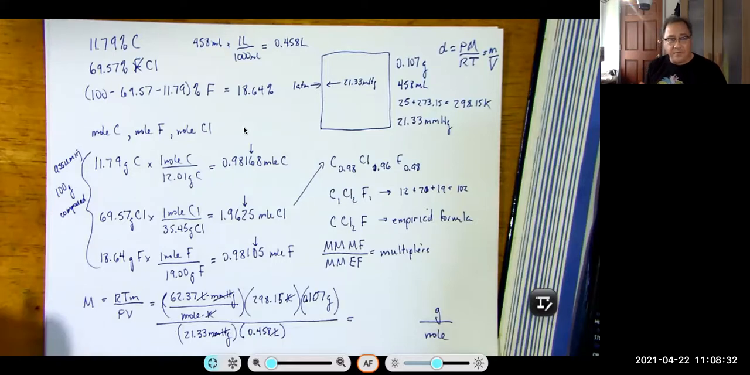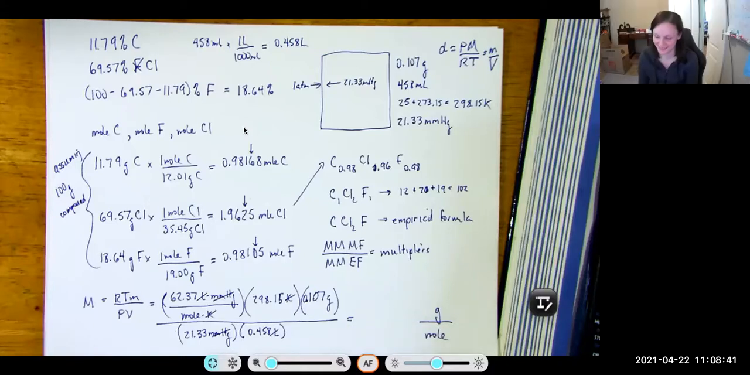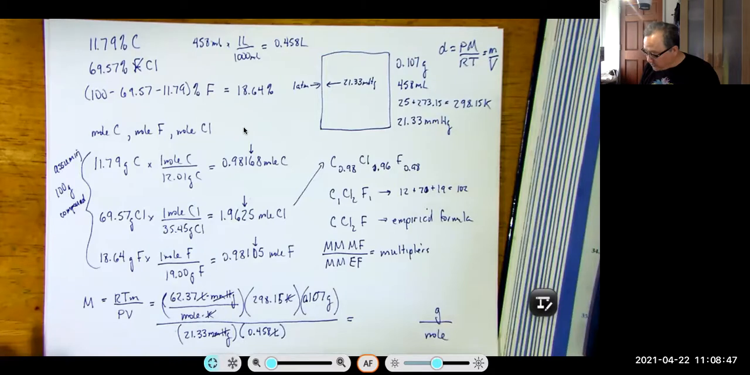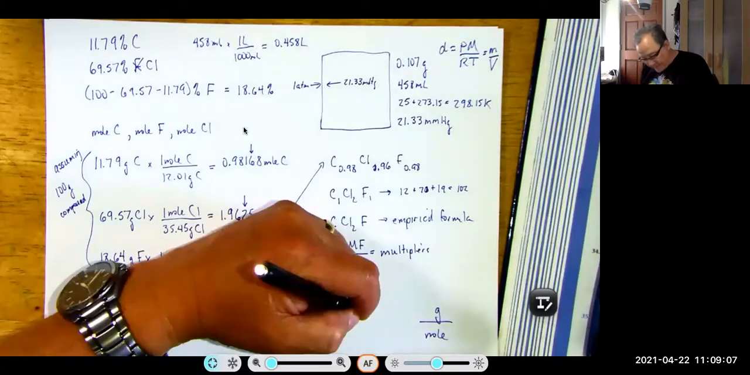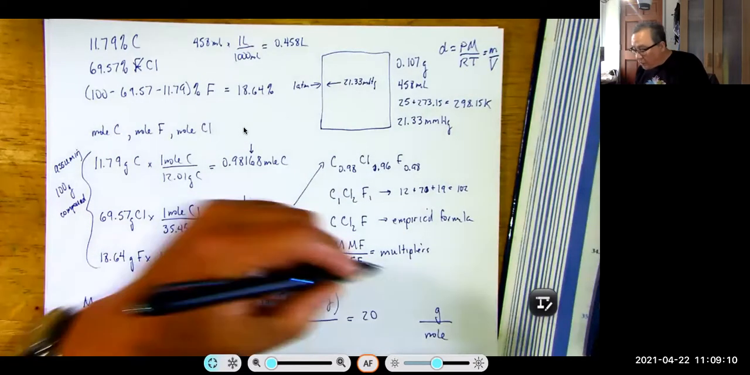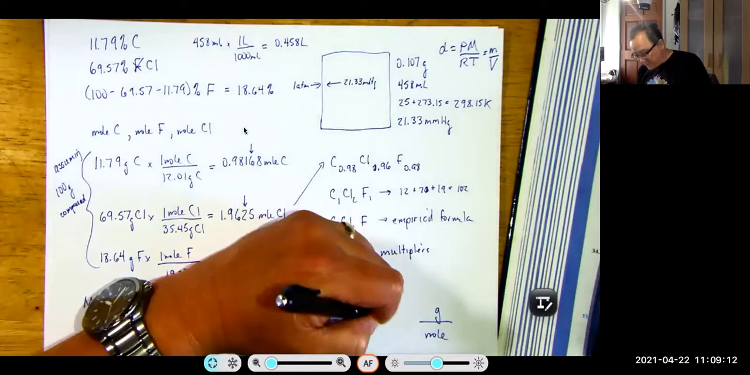So I'm thinking that the formula is going to be C2Cl4F2. What do you think? Sure. Doesn't it make sense? Yeah. Okay, well, let's figure it out. 62.37 times 298.15 times 0.107 divided by 21.33 divided by 0.458, and it's 203.67 or 68. I'm going to round.